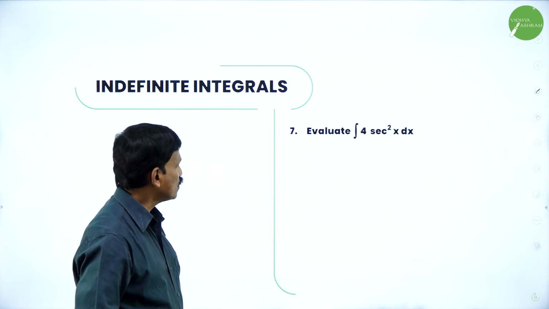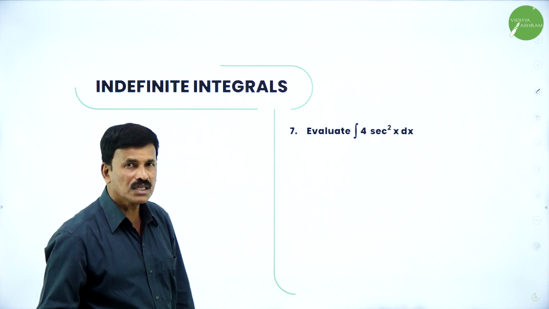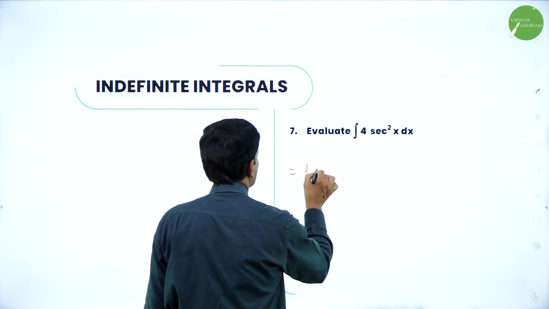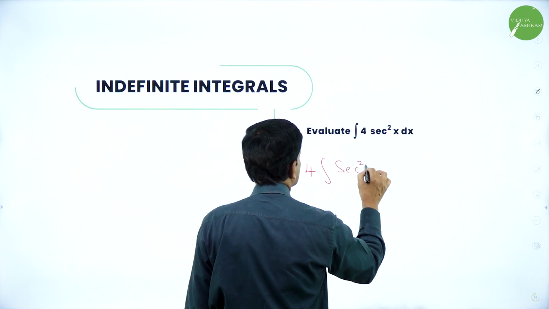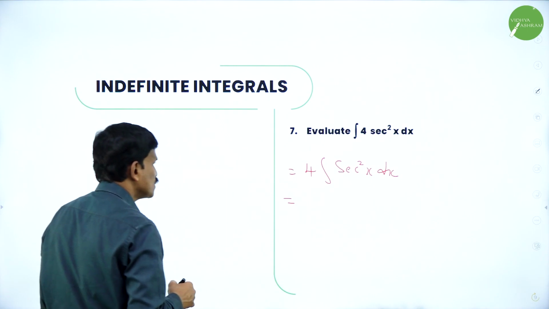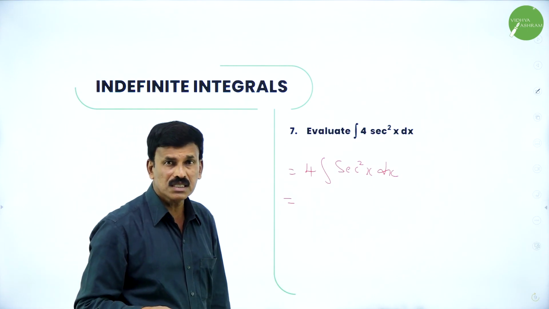Now move on to the next problem. 4 times secant square x dx. Now this can be written as 4 into integral of secant square x dx. Integral of secant square x, you know what is differentiation of tan x? Differentiation of tan x is secant square x.